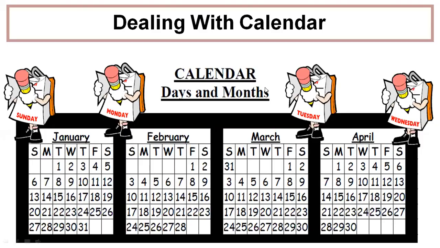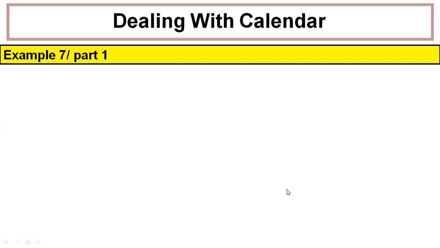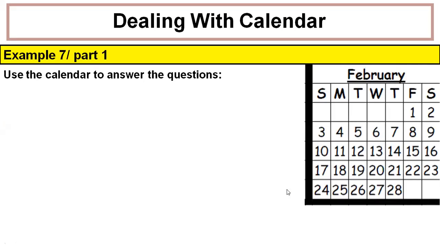Now, we're going to learn how we deal with calendars. A calendar shows the date of anything, of the months and the days and the weeks and so on. So look at this example here. Use the calendar to answer these questions. This is a calendar that shows the month of February. In every week we have 7 days. We start from Sunday, Monday, Tuesday, Wednesday, Thursday, Friday, and Saturday.